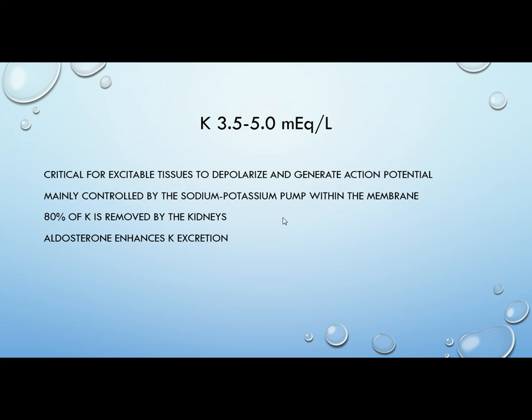Why does the body need potassium? It is critical for excitable tissue to depolarize and to generate an action potential. Mainly, it's controlled by the sodium-potassium pump within the membrane. 80% of potassium is removed by your kidneys. Aldosterone enhances kidney excretion.